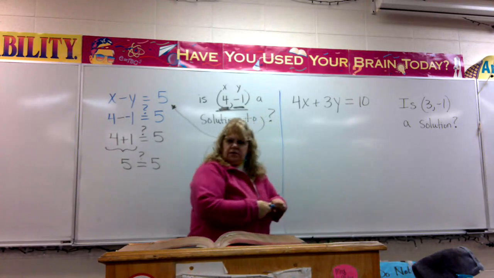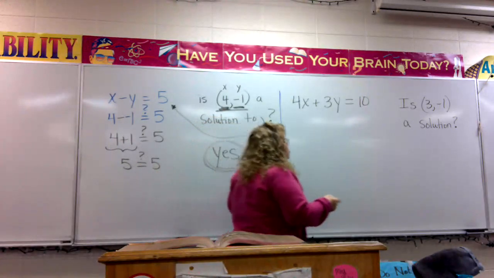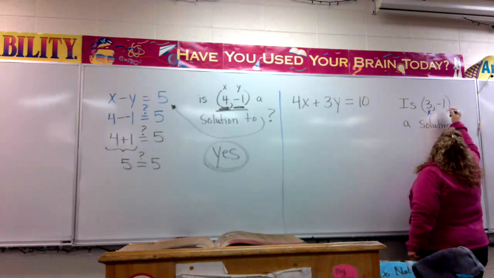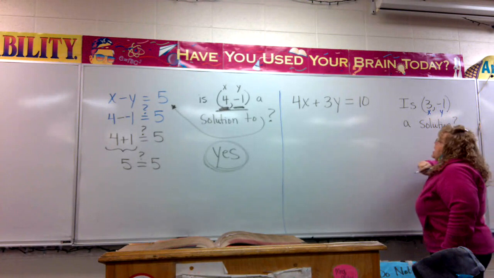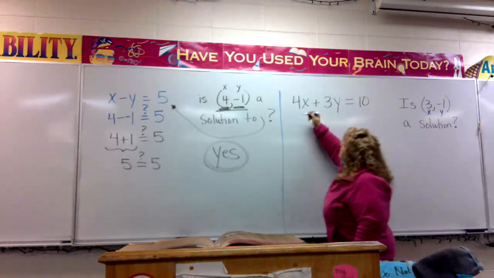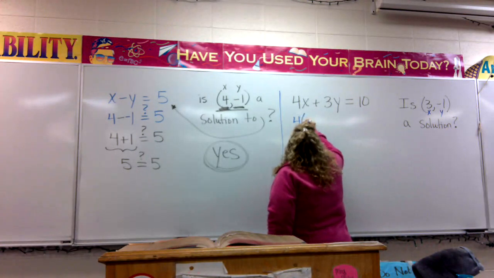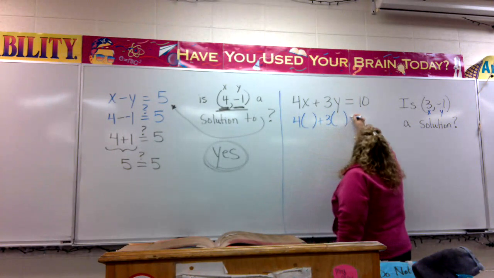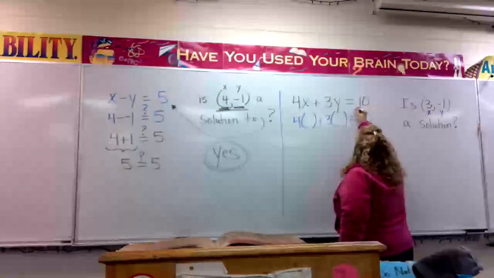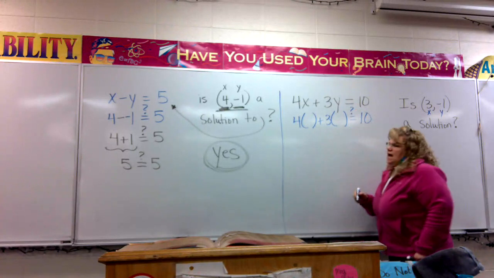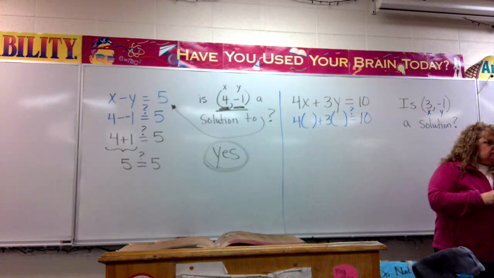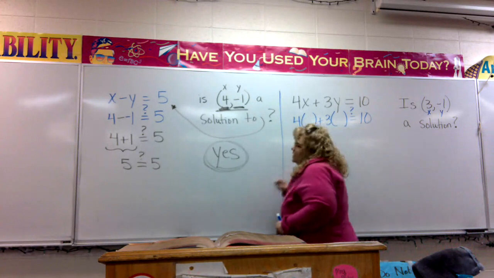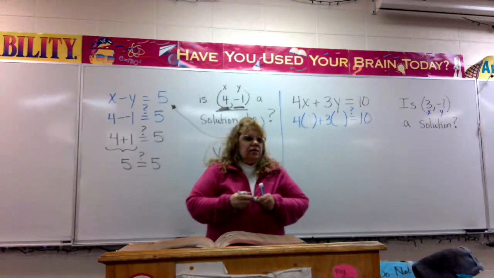So remember, this is an ordered pair. So this thing is the x, that one is the y. 4 times x plus 3 times y. We want to know, is that equal to 10? So what was x again? What am I going to put in for x?